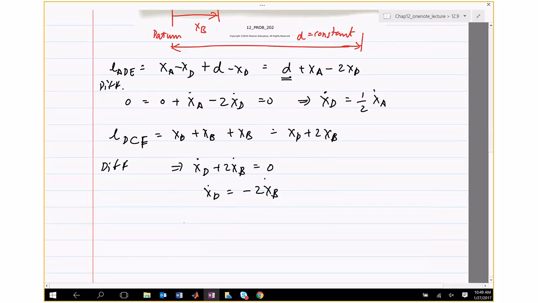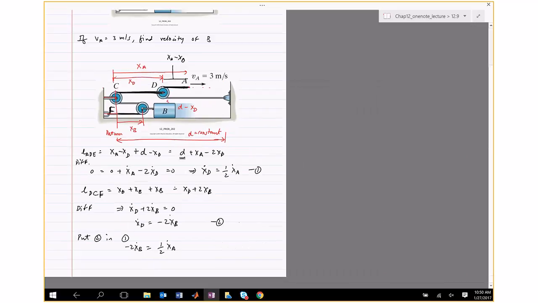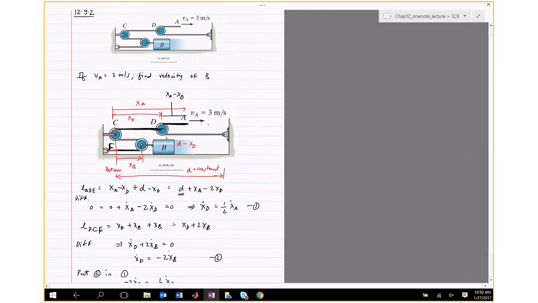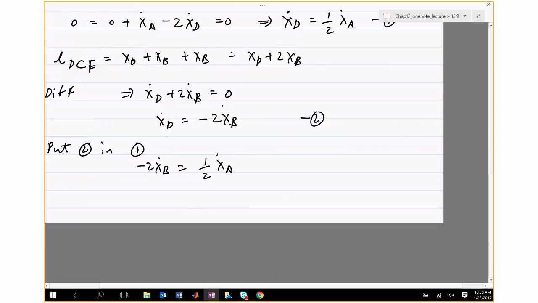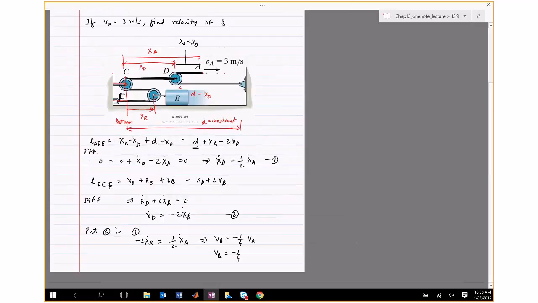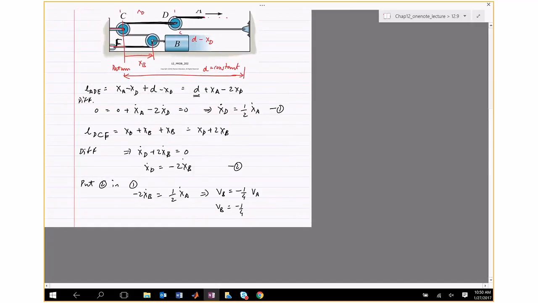And so if I put 1 in 2, I get minus 2XB dot is equal to half XA dot. What am I told to find? I'm told that if the velocity of A is given, find the velocity of B. So the velocity of B is 1/4 the velocity of A, and so VB is minus 1/4 VA, and VA is 3 meters per second. So it's minus 0.75 meters per second.